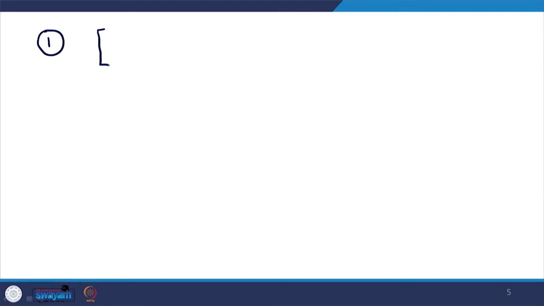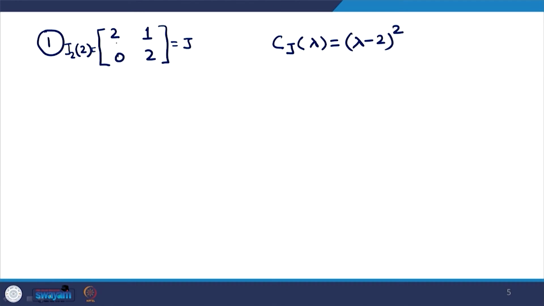So, what I want to say from these properties is, let us say we take the matrix we took earlier also, 2 1 0 2. It is a Jordan block of size 2 corresponding to eigenvalue lambda 2. Here the characteristic polynomial of this, let us say J simply, C J lambda is just lambda minus 2 whole square. So, the eigenvalue of the Jordan block is 2 with algebraic multiplicity equal to 2. Similarly, the geometric multiplicity of a Jordan block equals 1.